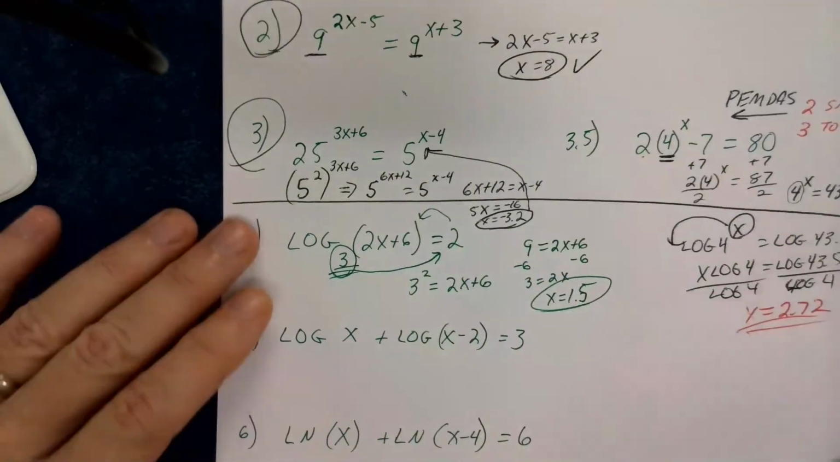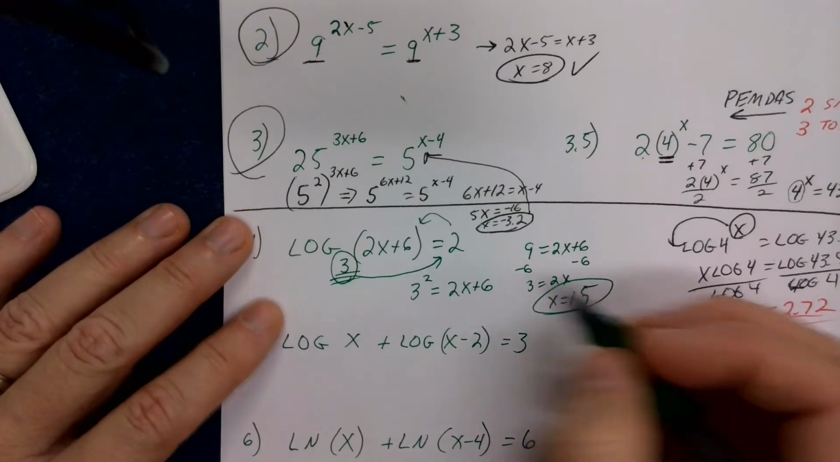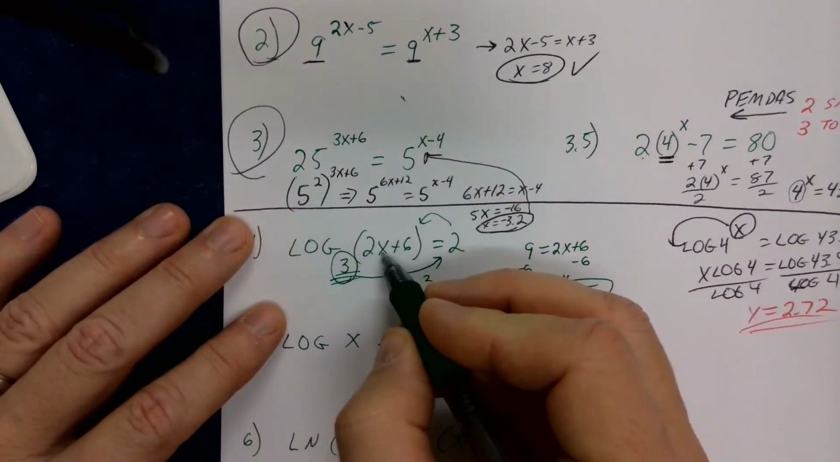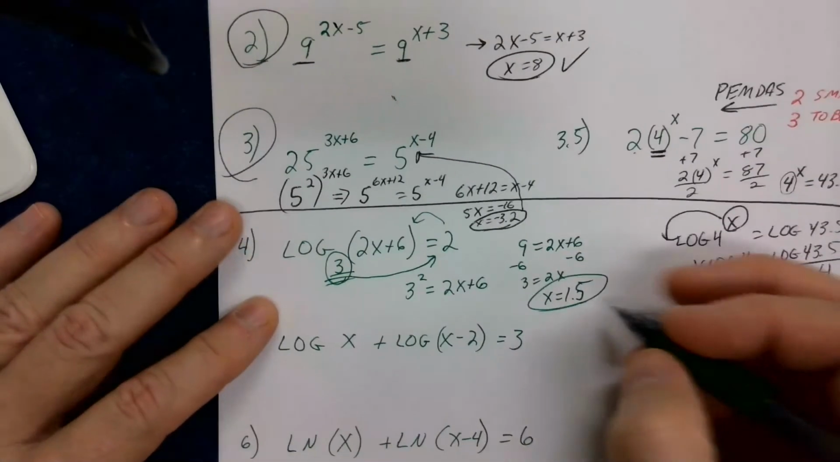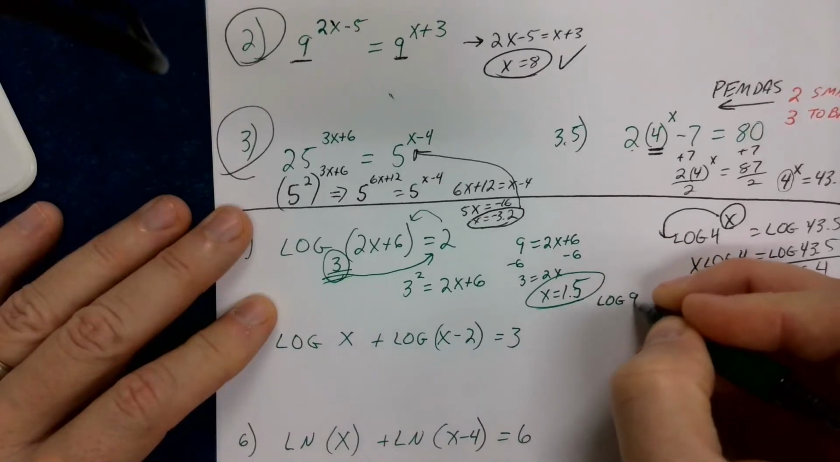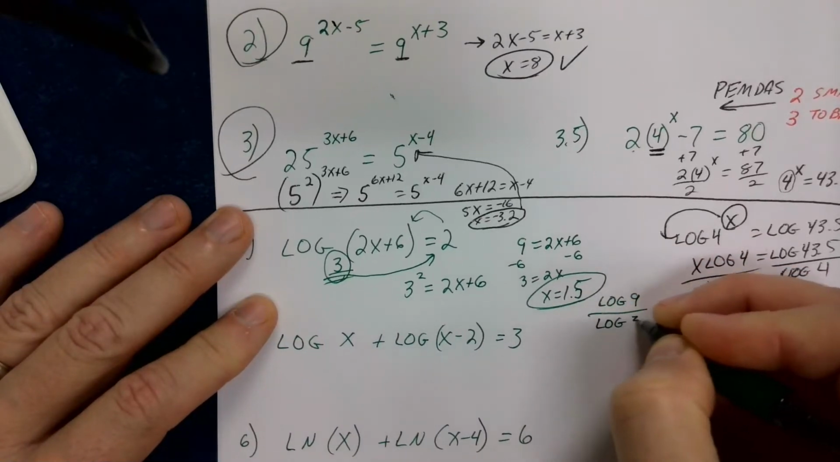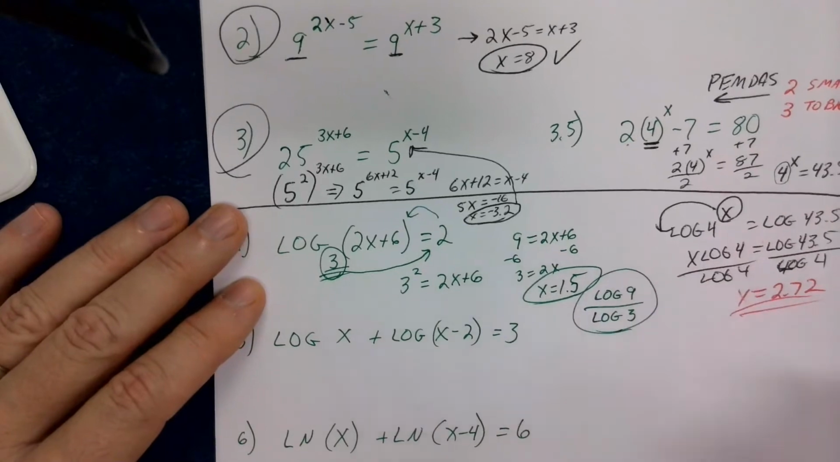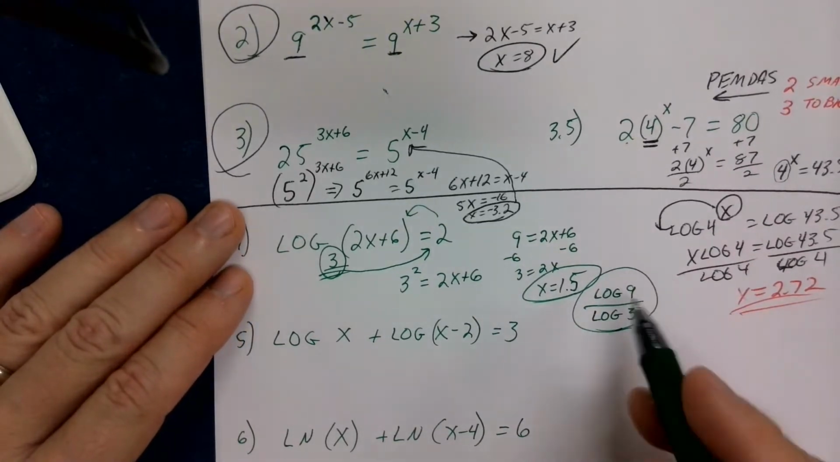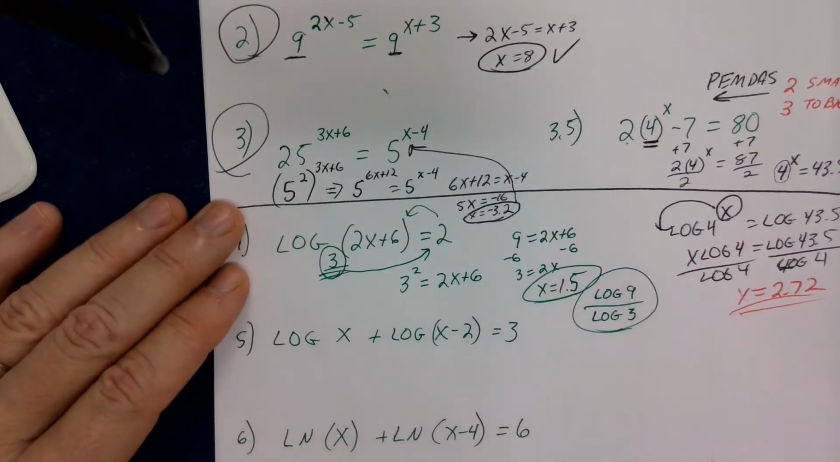Again, if you don't have that log base, you can literally type it in. 2 times 1.5 is 3. 3 plus 6 is 9. And then you would do log 9 over log 3. But you have to type them in. You can't make that log of 3. That doesn't work like that with an extra log in the bottom.